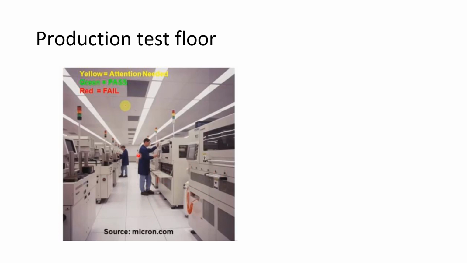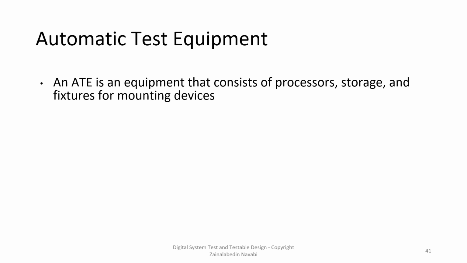You can go to micron.com and see. There are different lights, like traffic lights. Green means everything is going okay on the ATE machines. Red is a fail. Yellow means you need some attention. Right? This is the ATE.